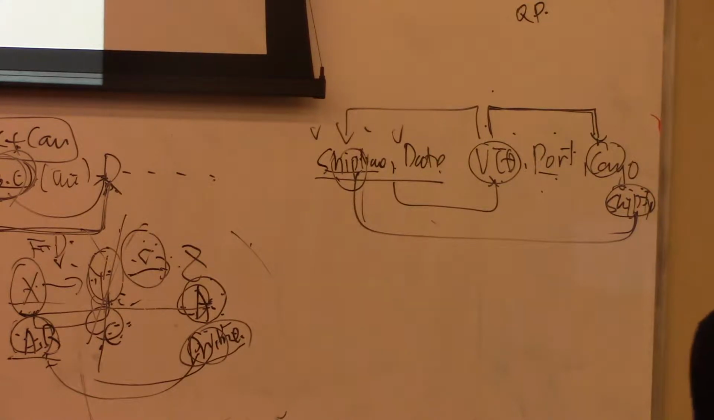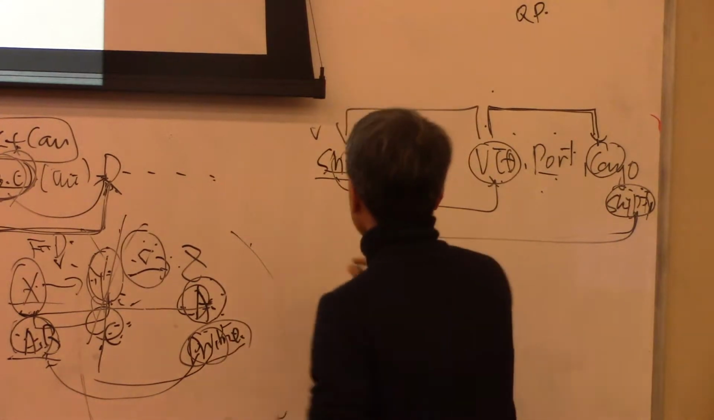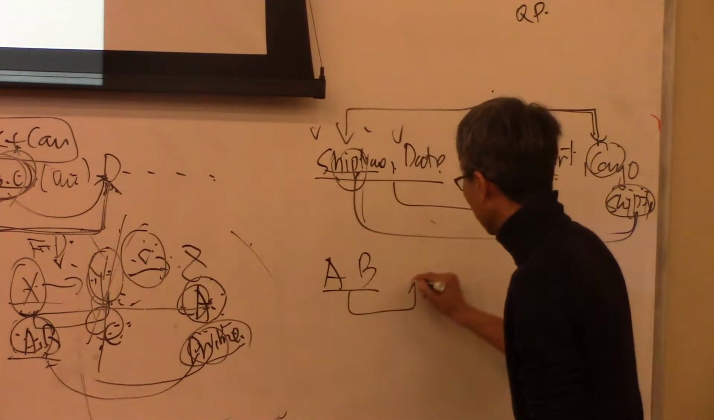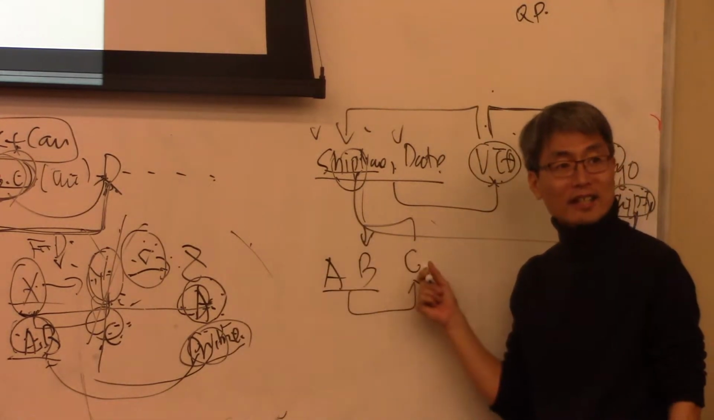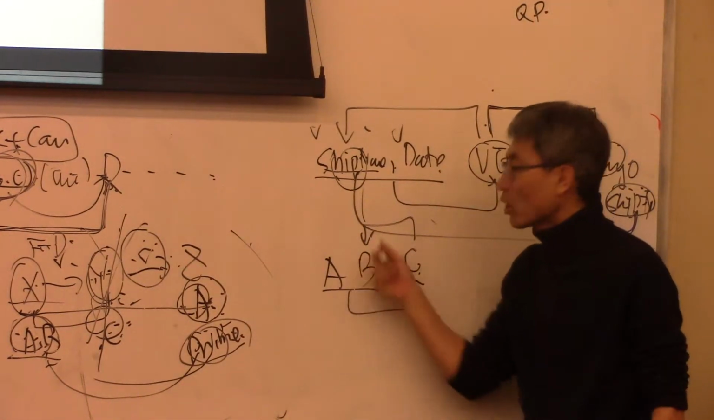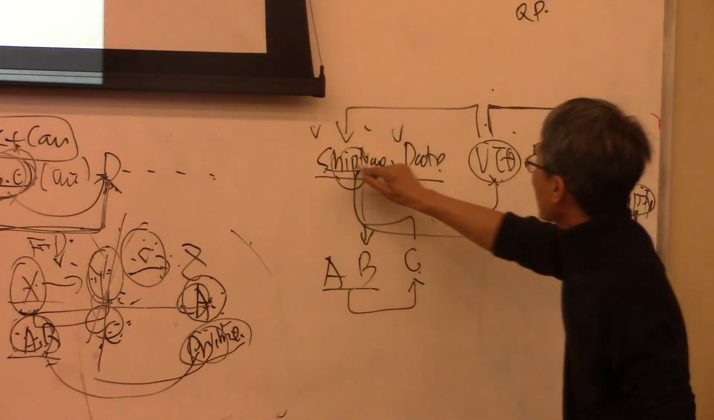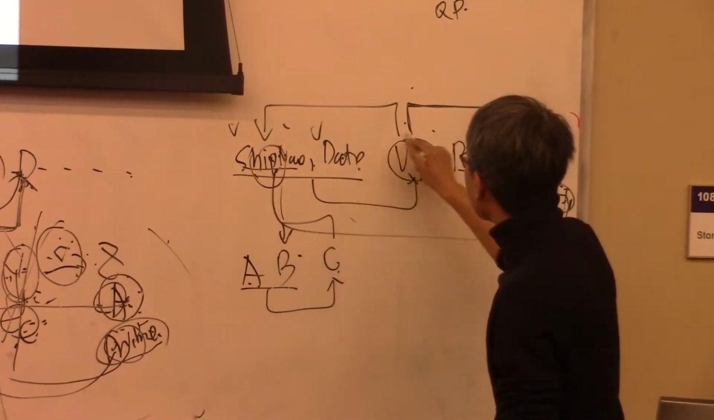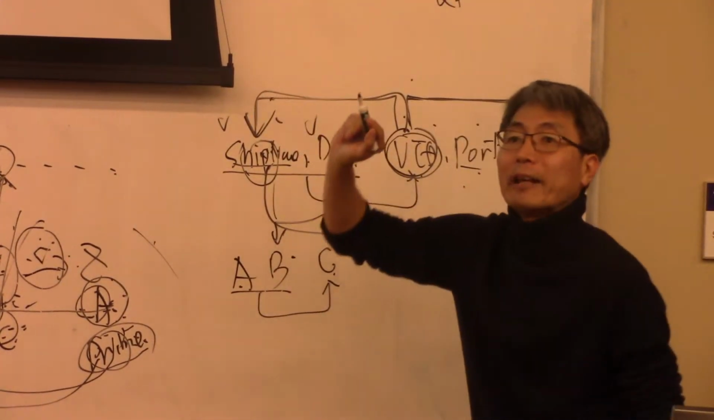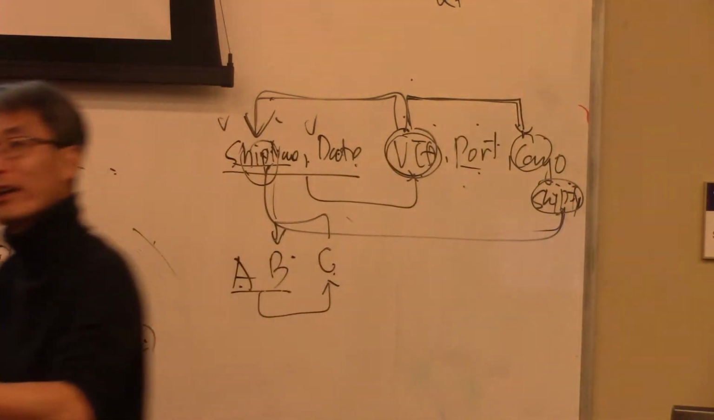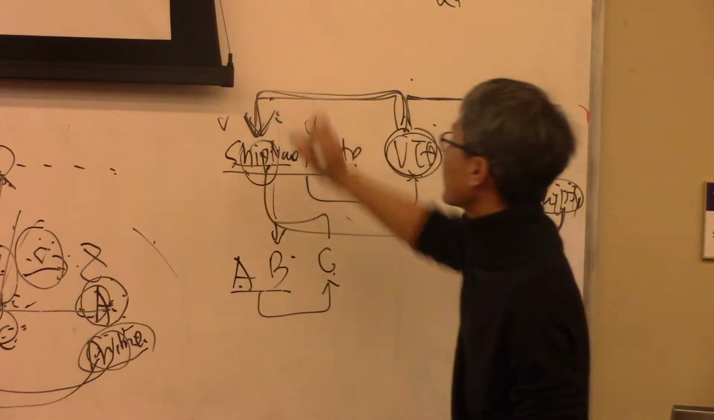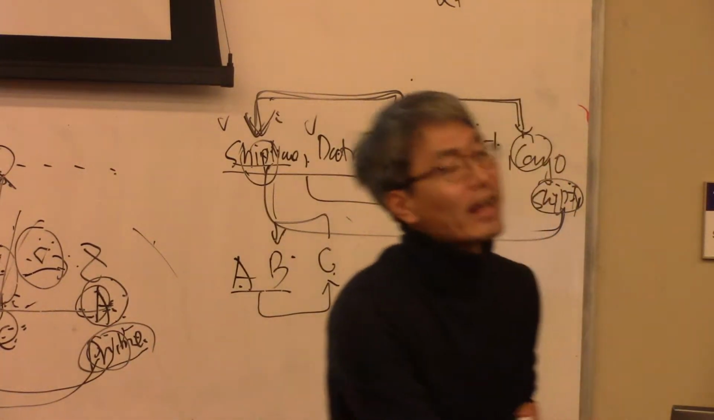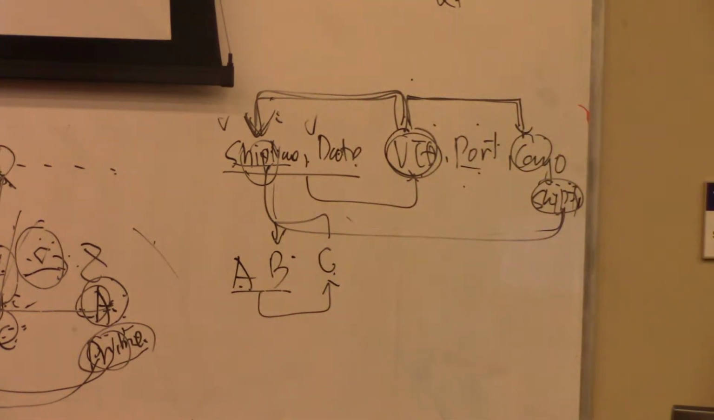What about the BCNF? BCNF is like what I asked, remember this one: A and B are prime attributes, C is a non-prime attribute, and C determines part of a prime attribute. Similarly, here we have ship name and date, and voyage ID determines ship name. When you have trouble, you need the ship, which determines the ship name. So this is not BCNF. We will consider this also transitive.